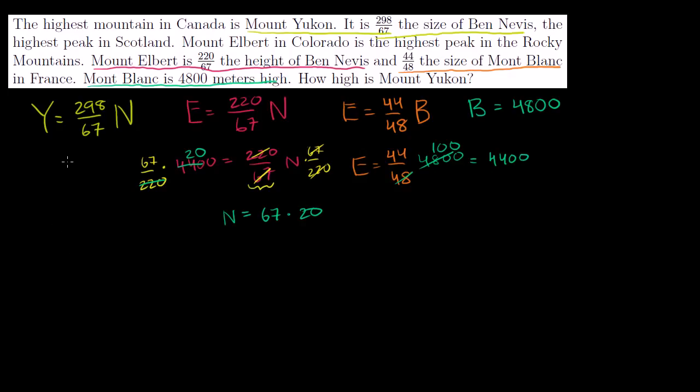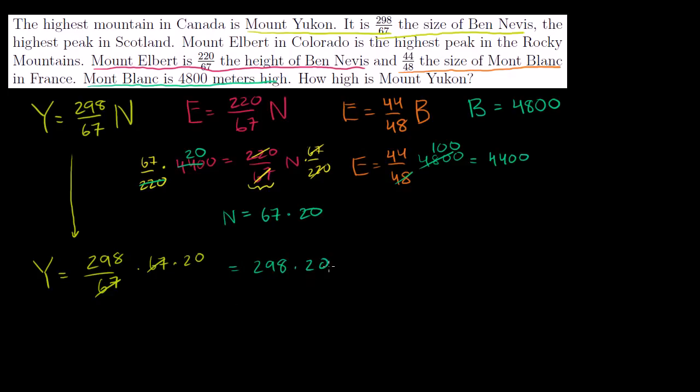So Yukon, I'll just go down here so I have more real estate there. Yukon is equal to 298 over 67 times the height of Nevis. Nevis is 67 times 20. So times 67 times 20. Well, I could divide 67 by 67, and I get Yukon is 298 times 20 meters. So Yukon is equal to 298 times 20.